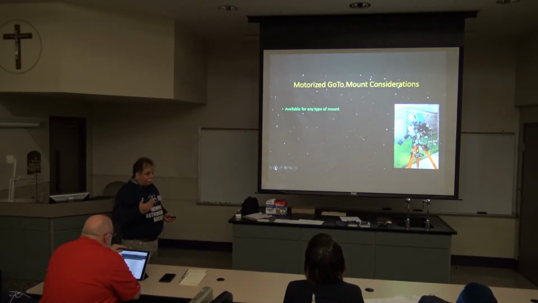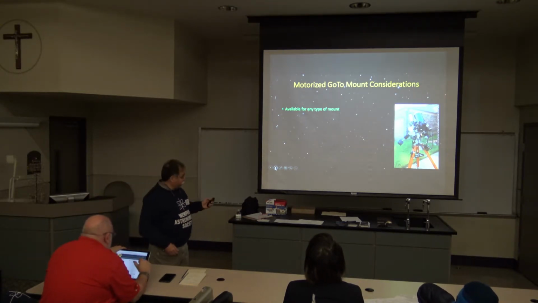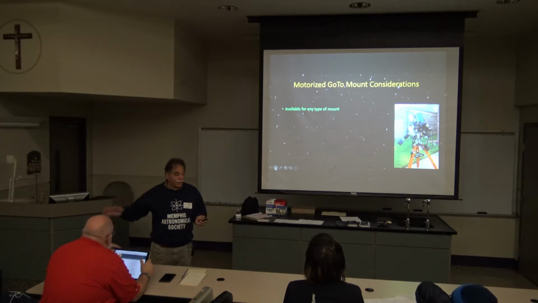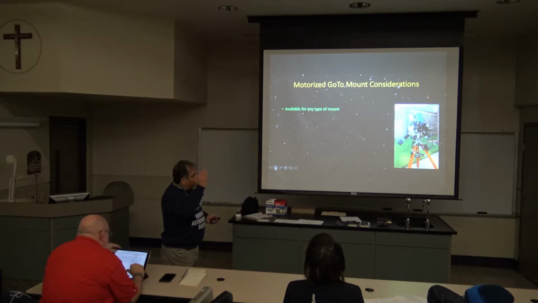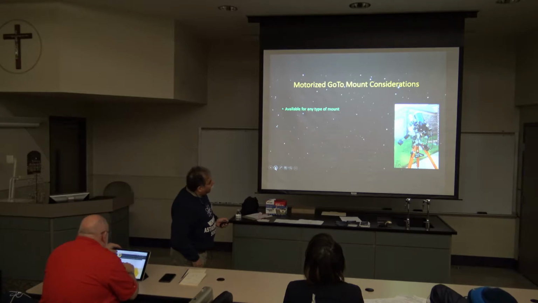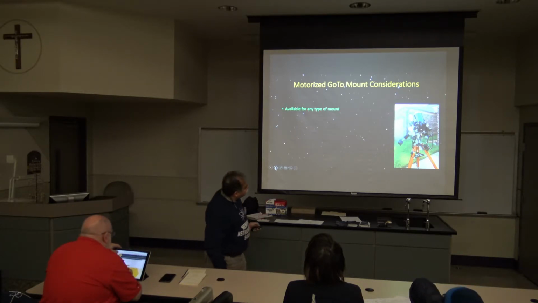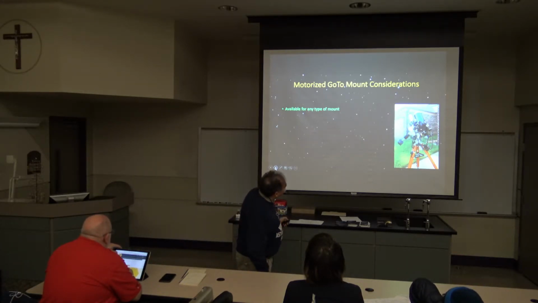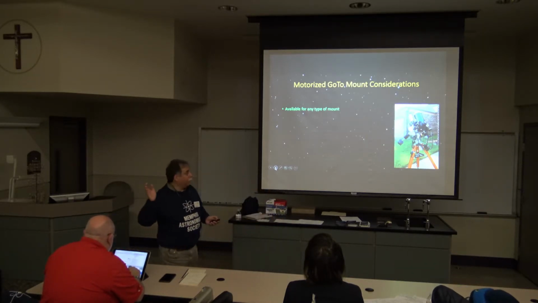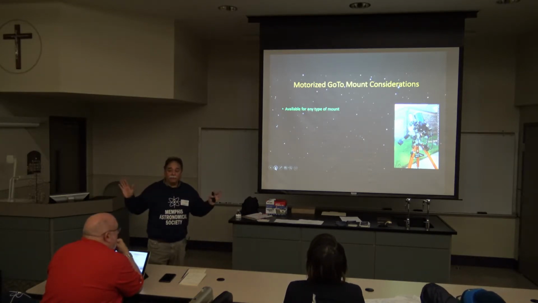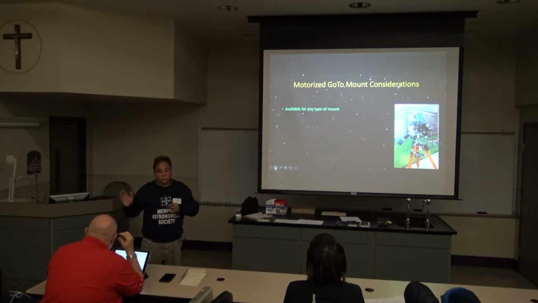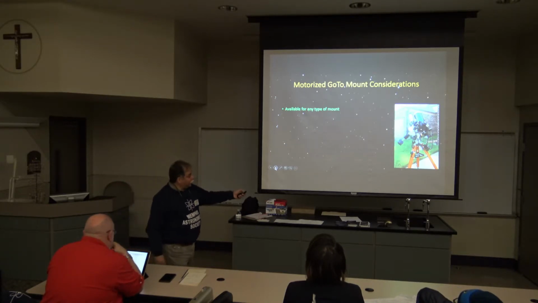There is another type of go-to mounts. These are go-to because they will move by themselves, okay? It has two motors. One motor is here to move the telescope on the right ascension or east-west, and another motor, let me see what it is, right here, for moving the mount north-south, okay? These go-to mounts are available for any type of mount that you have. Alt-az, Dobsonians, or Equatorial. This is an Equatorial mount, okay?